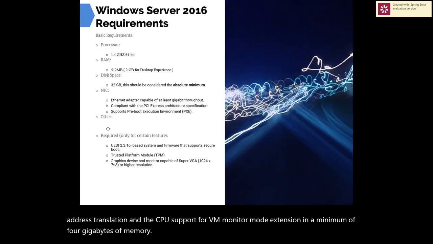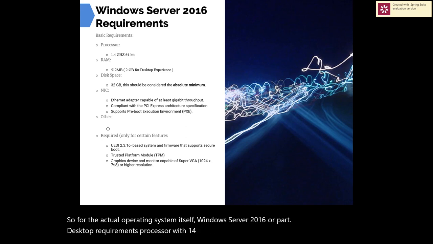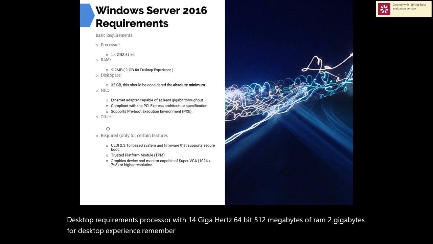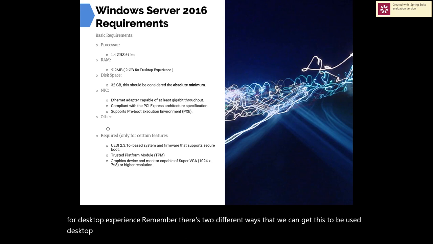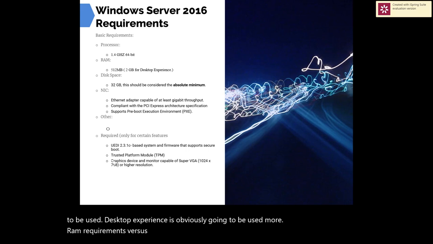So for the actual operating system itself, Windows Server 2016 desktop requirements, we need a processor with 1.4 gigahertz, 64-bit, 512 megabytes of RAM, 2 gigabytes for desktop experience. Remember, there's two different ways that we can get this to be used. Desktop experience is obviously going to be using more RAM requirements versus Nano. Disk space, 32 gigabytes. That's the absolute minimum. You won't be able to do much else with it once you get it up and running.